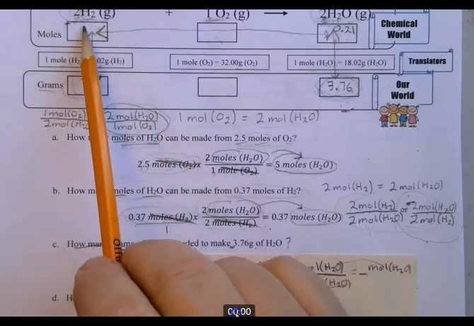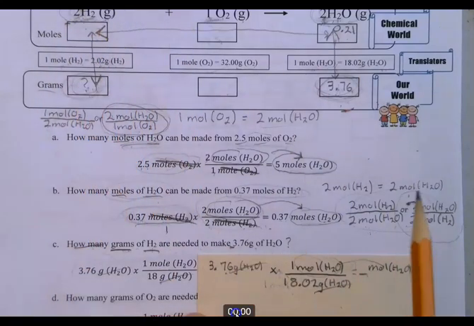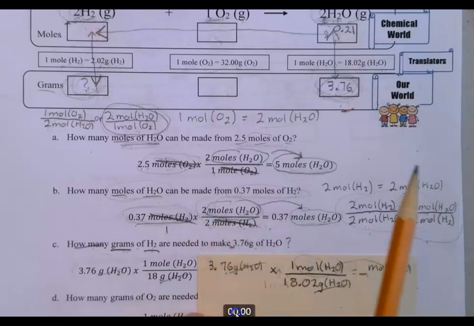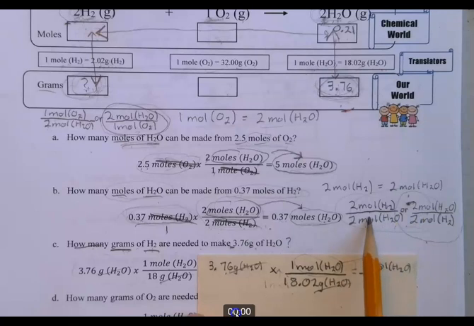moles of H2. So it's that 2 moles of H2O to 2 moles of H2. Except this time, which of these two are we going to need? We need moles of H2O to cancel out. Why? Because it's not in our final answer. We're interested in grams of H2, not moles of H2O. So what that tells us is we need moles of H2O to cancel out.